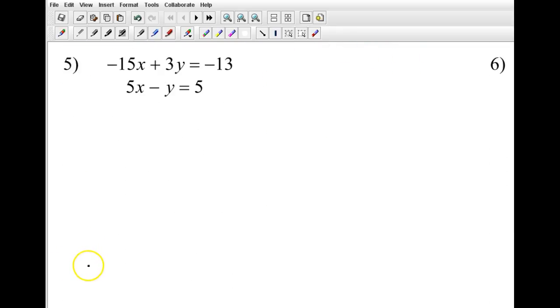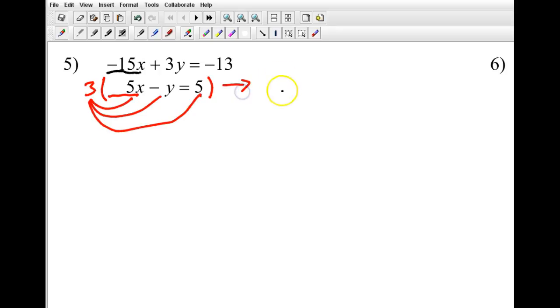Okay, let's go down to 5. Yeah, 5. And once again, ask, what variable do you want to cancel out, the x's or the y's? Okay, if we want to cancel out the x's, if this is a negative 15, what number do we need here? Well, we need a positive 15, which you'll get by multiplying by 3. So we have a negative 15, we need a positive 15, so multiply by 3 to get positive 15, and do it 3 times.